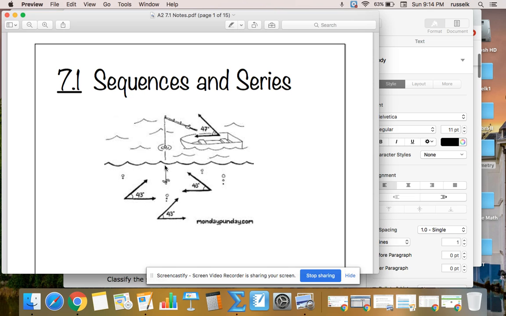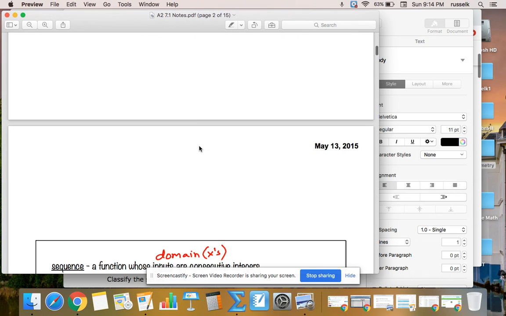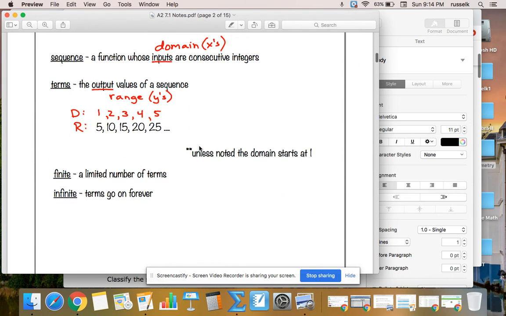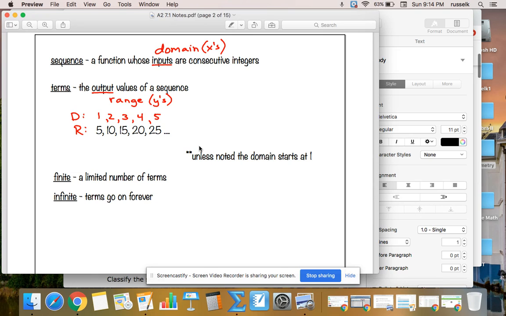Today we're looking at section 7.1, sequences and series. A sequence is a function whose inputs are consecutive integers. So that means one right after the other. Typically we don't even see the inputs, they just give us a list of the terms, which are the outputs.